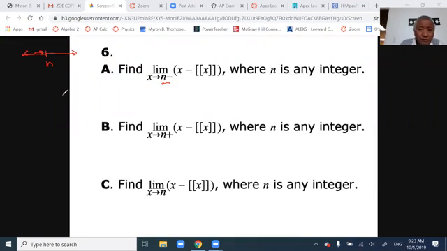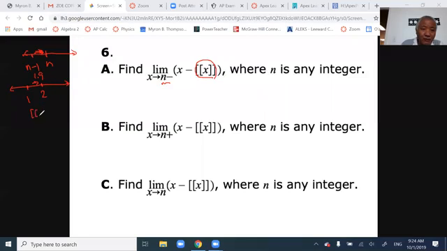In this function, we call this the greatest integer function. So if it's approaching n from this side, the value will be what? n minus 1. For example, this is a 2, this is a 1. If x approaches 2 from the left side, that means a number like 1.9.